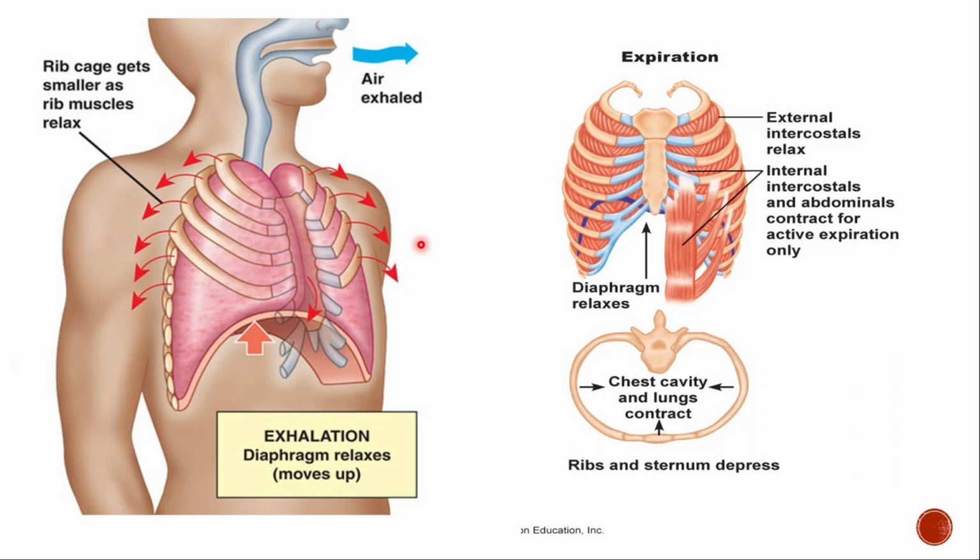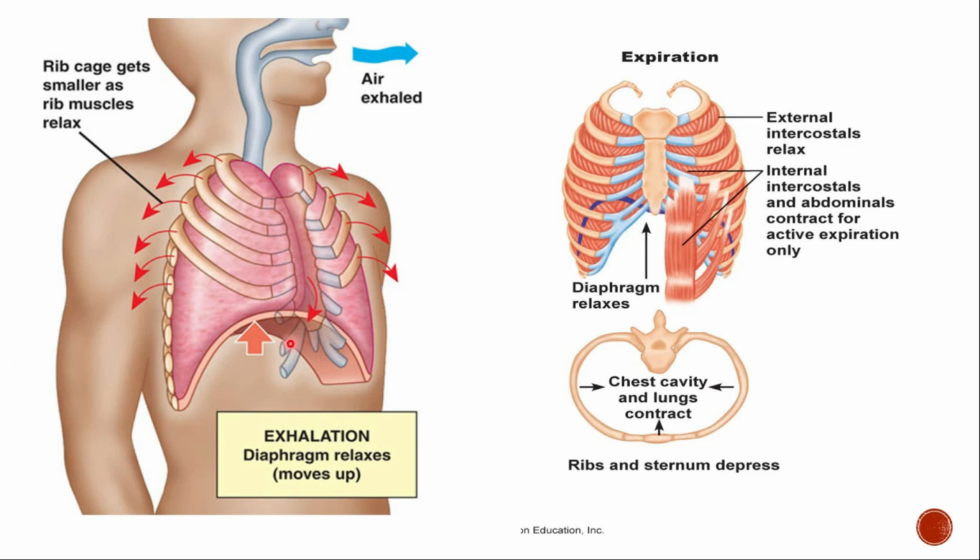Expiration is the phase of ventilation in which air is expelled from the lungs. So it is initiated by relaxation of the inspiratory muscles. Again, we can see in this diagram the two important structures participating in the process of exhalation. The diaphragm relaxes to return to its resting position.